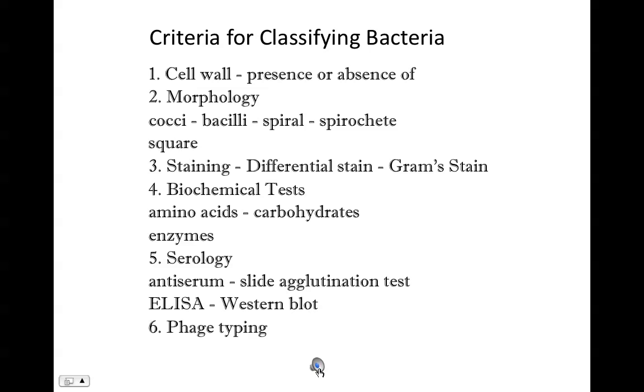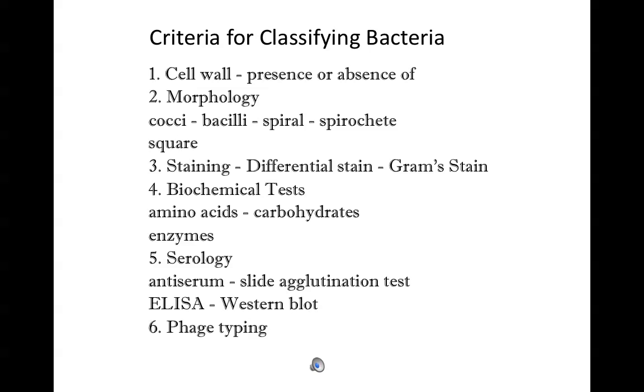Some of the criteria for distinguishing and classifying different types of bacteria are ones that we will use in the laboratory this semester. We'll take a look at the presence of the cell wall. What kind of cell wall composition does it have? How does it look when we stain it with different kinds of stains? What kinds of morphologies do we have? Are they spherical? Are they rod-shaped? We will perform biochemical tests to distinguish different species of bacteria that we'll work with in the laboratory.